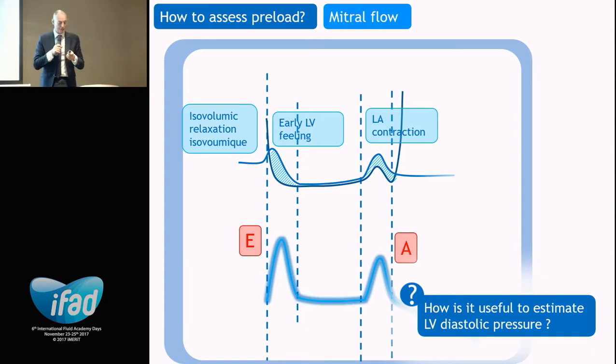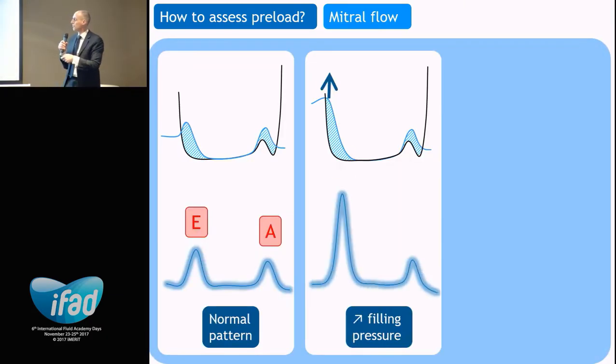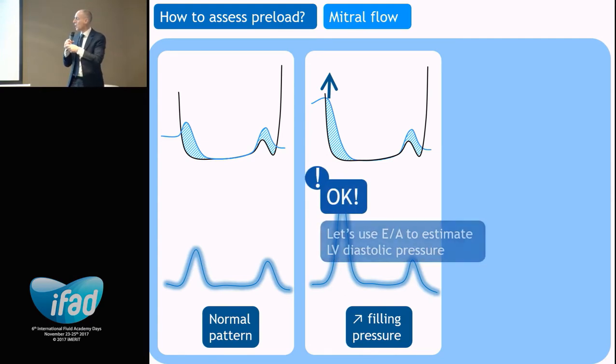How is it useful to assess the LV diastolic pressure and the LV preload? In fact, it's intuitively easy to understand because compared to the normal pattern, you easily understand that if the LV preload is increased, it means that this point here is elevated. It means that the E wave is much higher than the A wave. In other words, an increase in the LV diastolic pressure creates a higher E over A ratio. Okay, so we know how to assess the LV end-diastolic pressure.